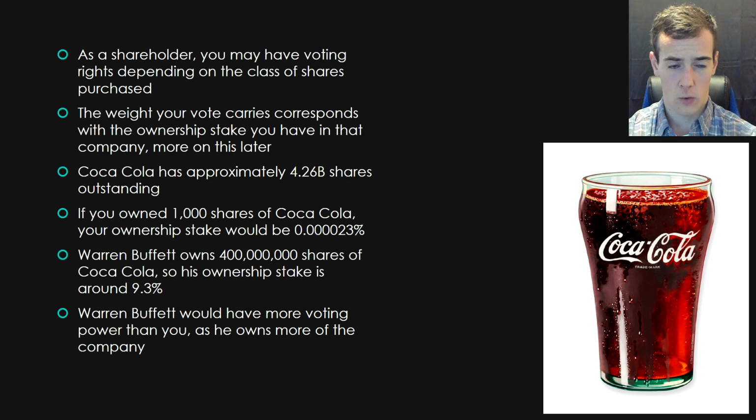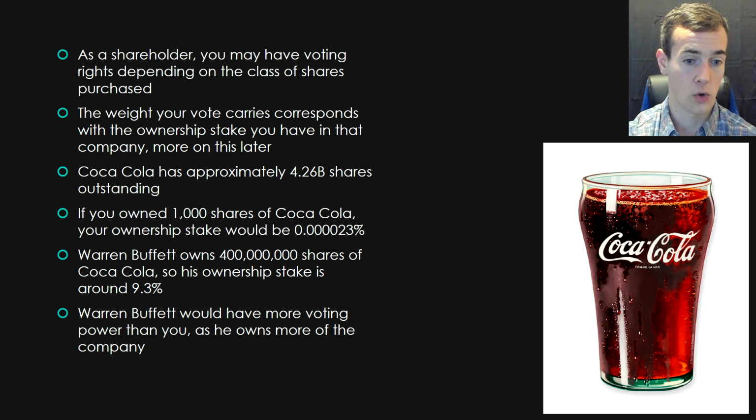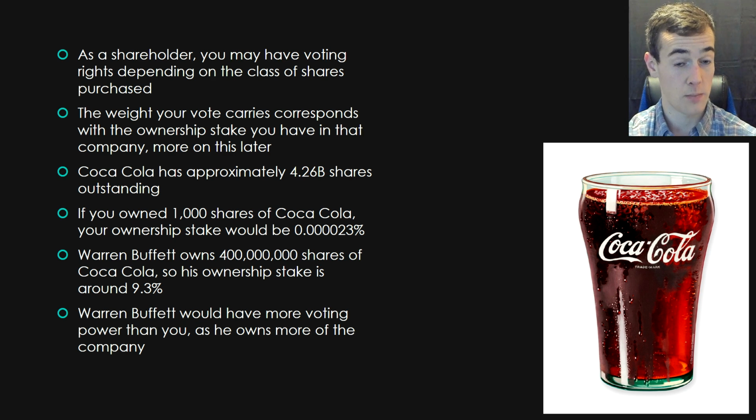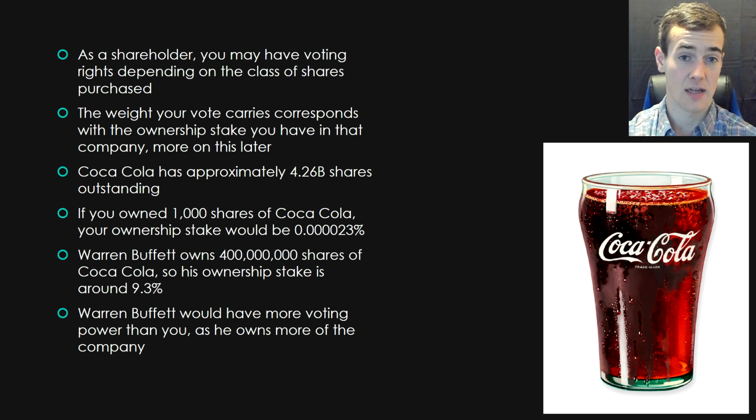So looking at Coca-Cola, Coca-Cola has approximately 4.26 billion shares outstanding. There are 4.26 billion shares of Coca-Cola stock. So if you owned 1,000 shares of Coca-Cola, your ownership stake would be 0.000023%. So let's compare that to Warren Buffett. So Warren Buffett owns 400 million shares of Coca-Cola. He has owned these shares for many decades, so his ownership stake is around 9.3%. So Warren Buffett would have more voting power than you do simply because he owns more of the company and he has a larger stake in the company. Therefore, he has more voting rights and his word carries more weight than yours.